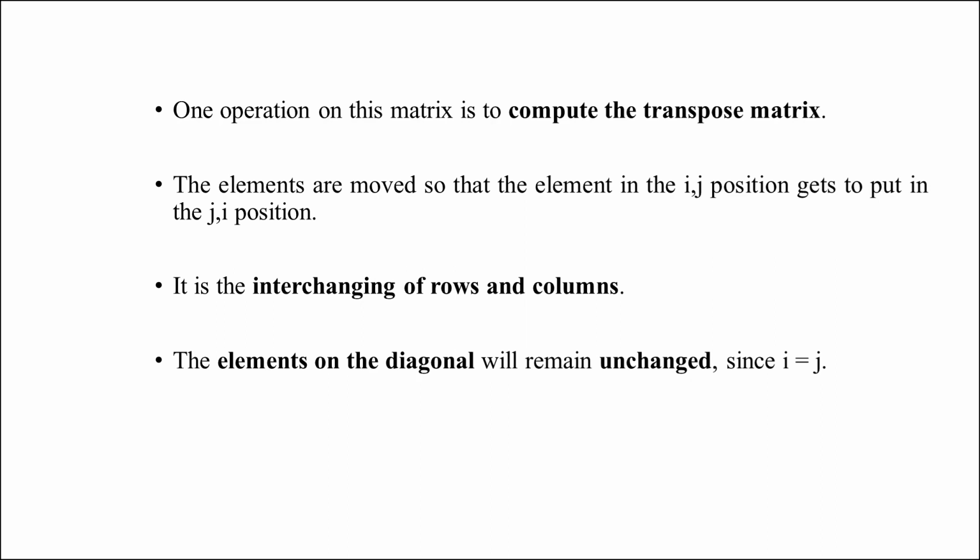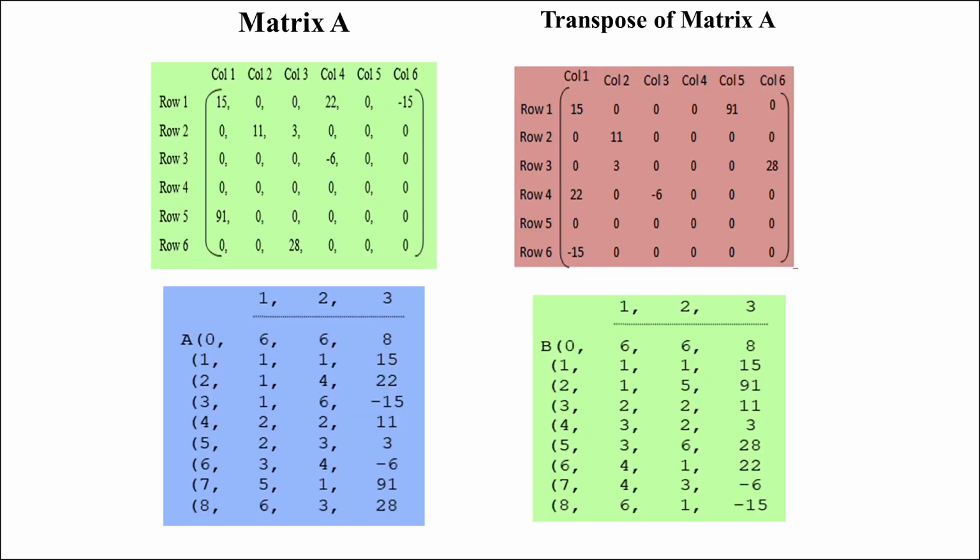One possible operation on this sparse matrix is to compute the transpose of the matrix. Here the elements are moved so that the element in the i comma j position gets to the j comma i position. It is just an interchanging of rows and columns. The elements on the diagonal will remain unchanged because i is equal to j. So one of the possible operations we can perform on the sparse matrix, which is represented in tuple format, is a transpose operation.